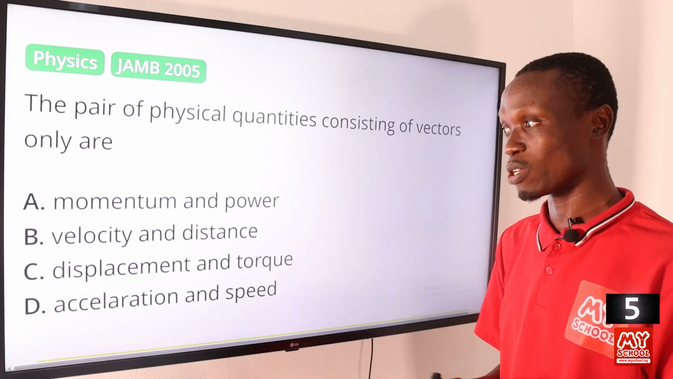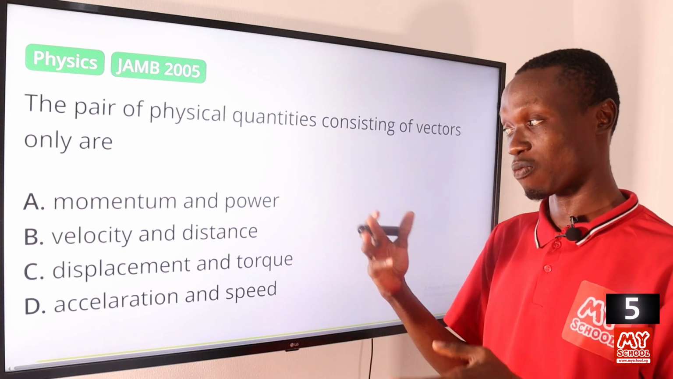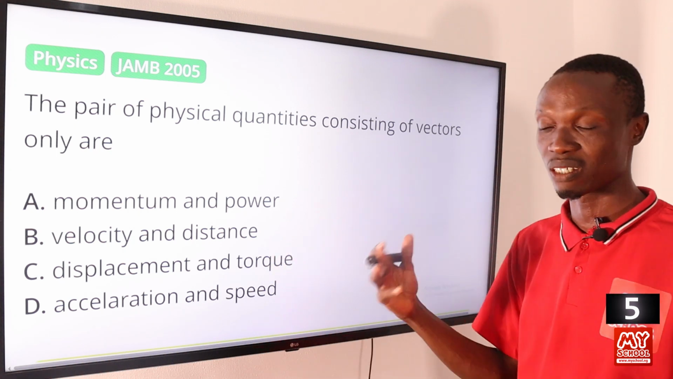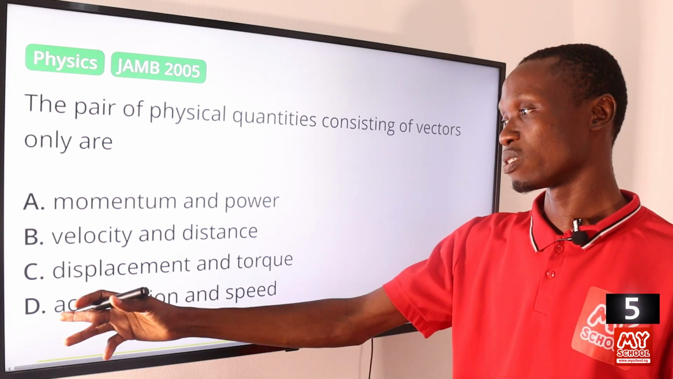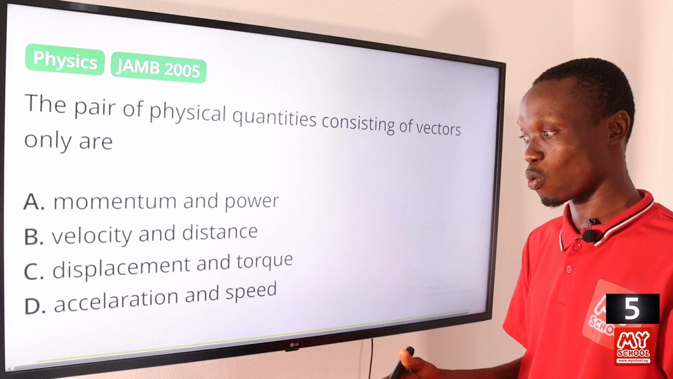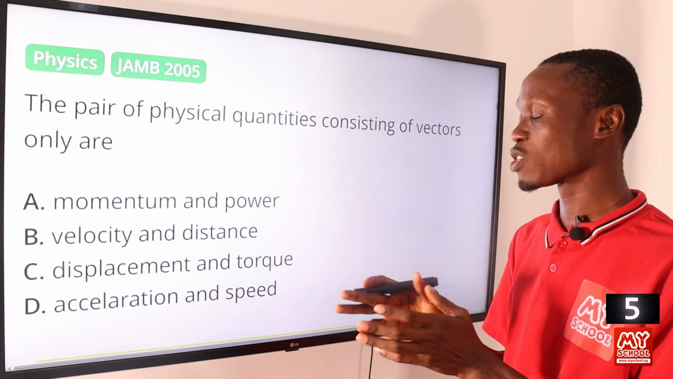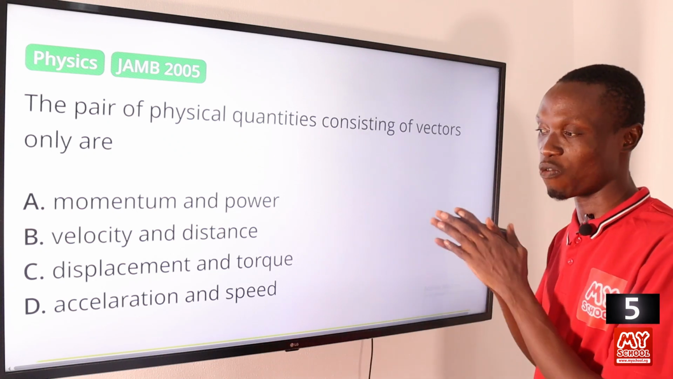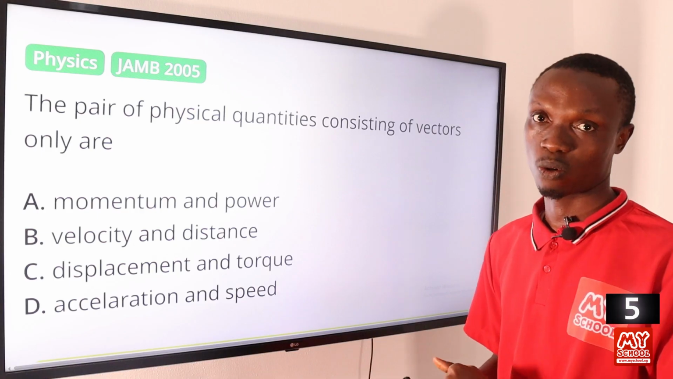Option C, displacement is a vector quantity because it has to do with distance travelled in a specified direction, and torque, which is force, is also a vector quantity. Okay, while option D, acceleration is a vector quantity, but speed is not a vector quantity. So the pair of physical quantities consisting of vectors only is option C, which is displacement and torque.